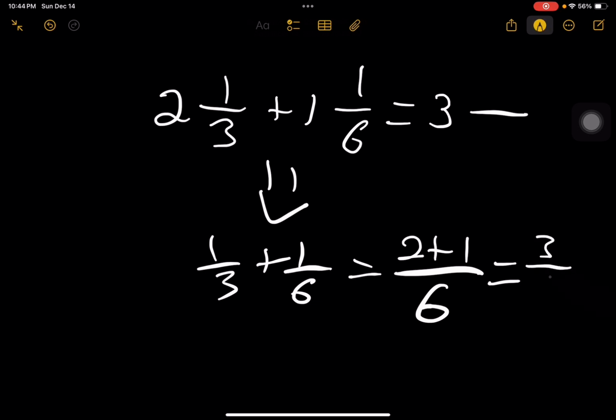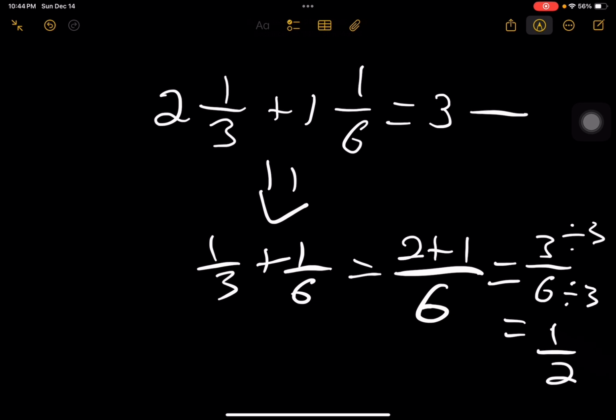And what we have here is 3 over 6. And yes, this is our result here, but it's not fully simplified. So now to fully simplify this, let's reduce it. Now we know that 3 can go into 6 twice. So let's divide the top and the bottom by 3. So we divide top and bottom by 3, and our result is 1 over 2.